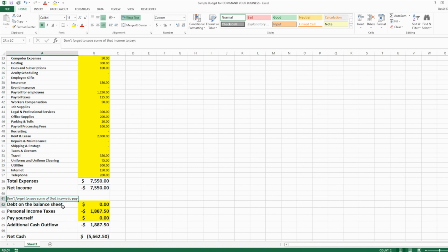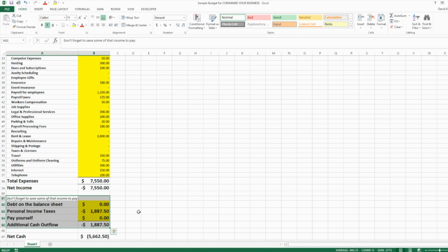Now, these are items that don't show up on your profit and loss. These are actually items that affect you personally and also affect your balance sheet. So first of all, if you pay down principal on debt, that's not a business expense. Only the interest portion of that pay down is a business expense, but the principal debt portion still needs to be paid out of your bank account, out of the net income that you generate.